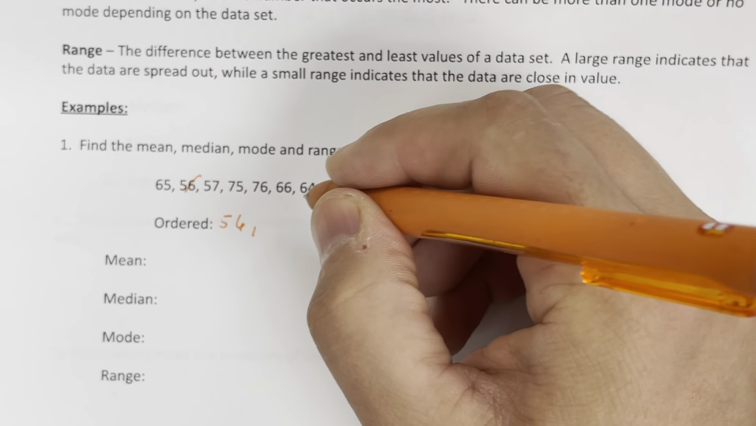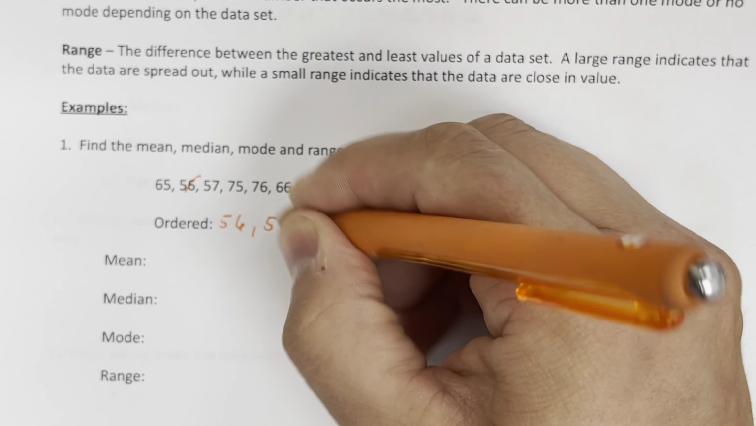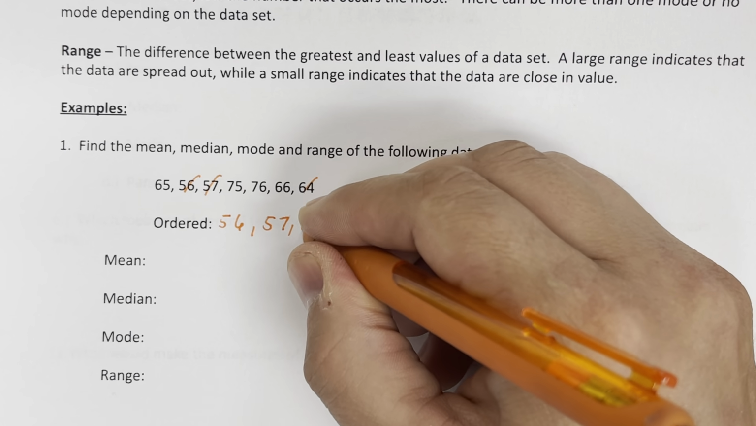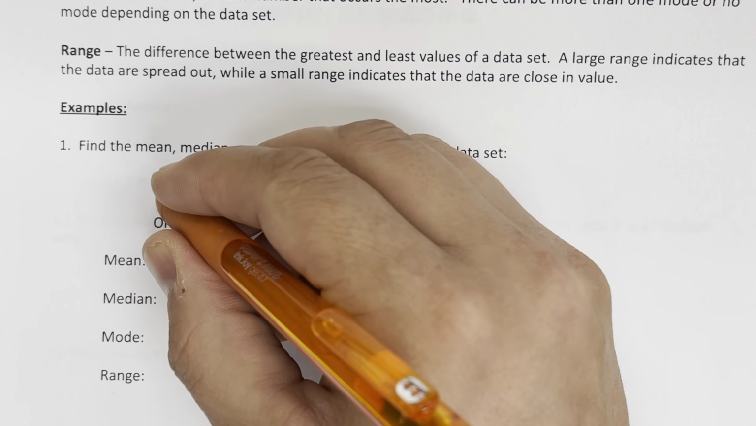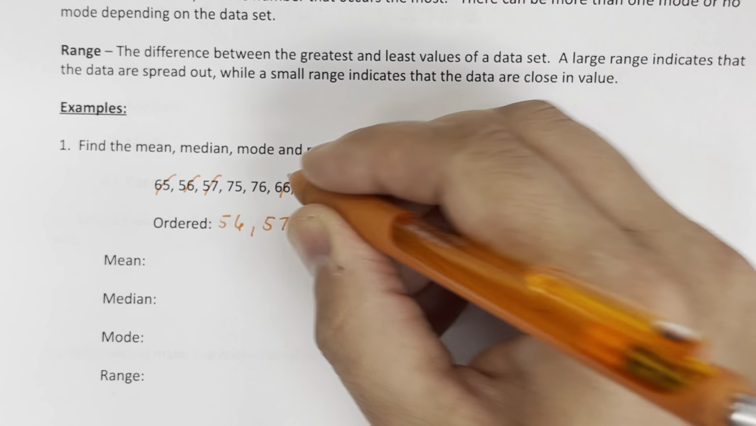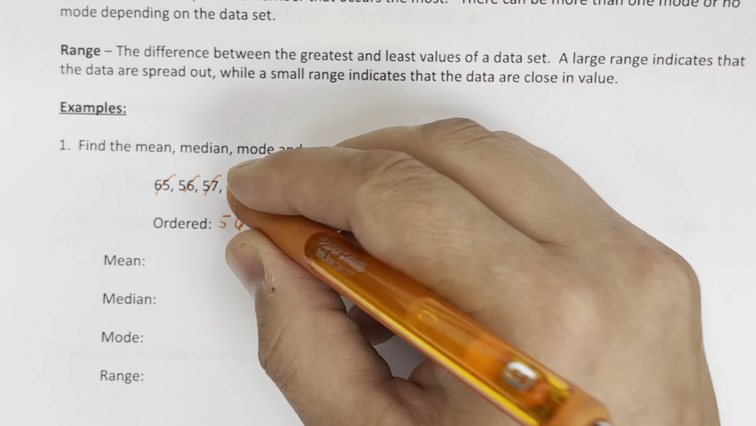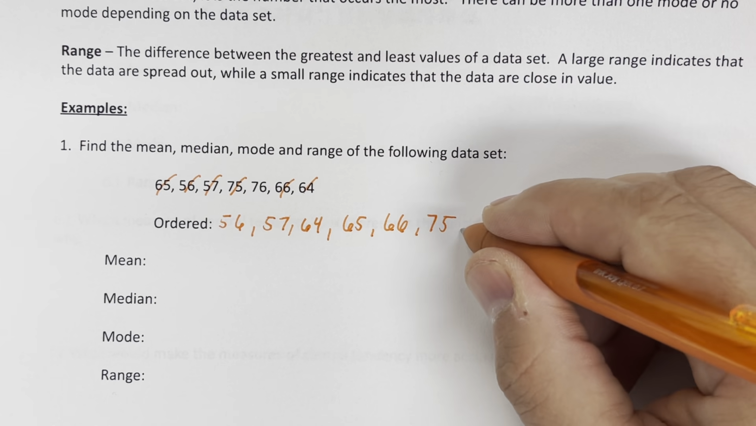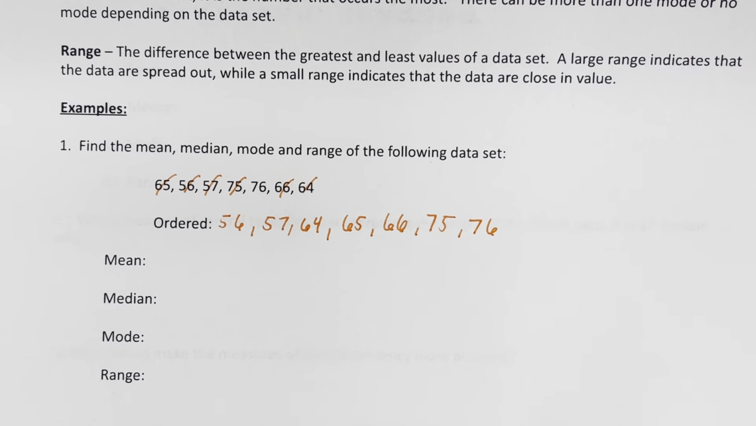Then I have a 57. And the next biggest one appears to be 64, followed by 65 and 66. Then we have 75. Notice I'm crossing these off as I go to make sure I get all of them, and 76.